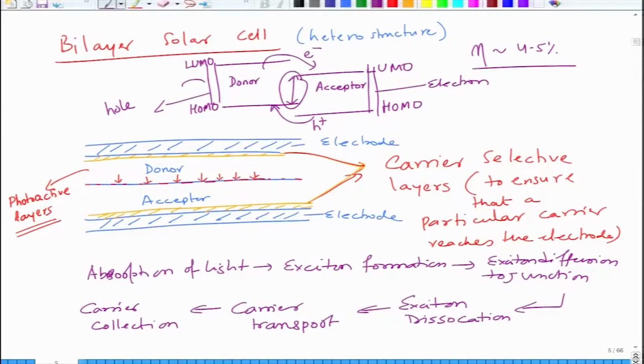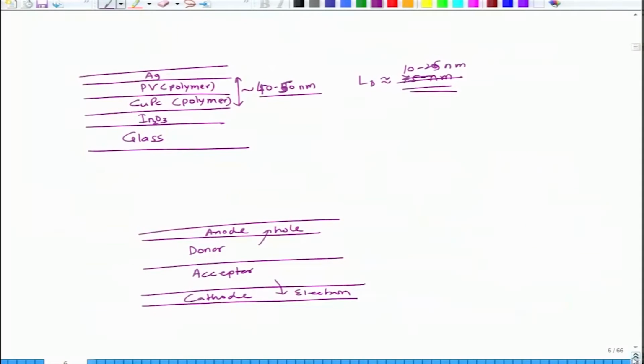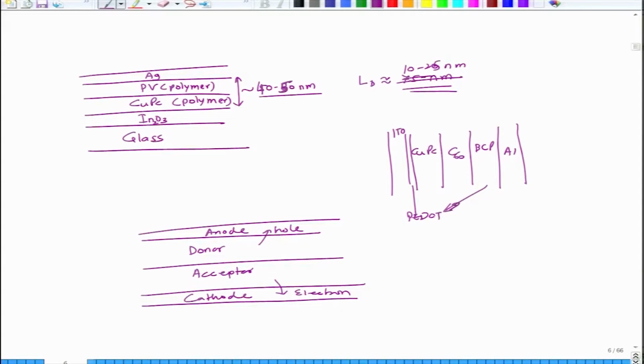One can also make a very nice structure, for instance, we have CuPC, then we have C60 fullerene, and then there is a layer of BCP, which is basically a carrier selective layer, and then we have aluminum on this side, and then we have ITO on this side. On this side we have a thin layer of PEDOT:PSS. So BCP and PEDOT are carrier selective layers. This is for hole transport and this is for electron transport.